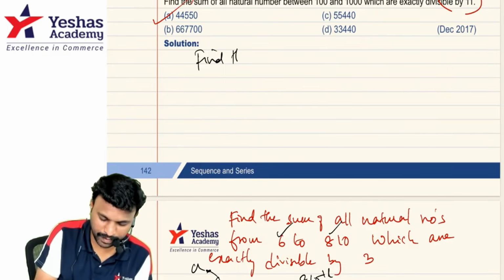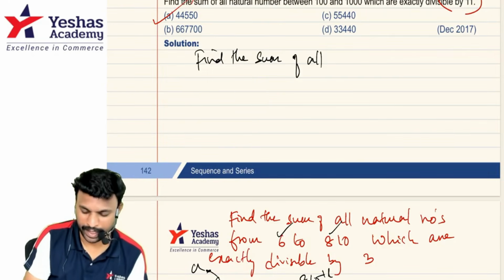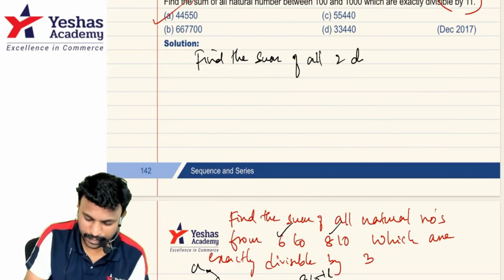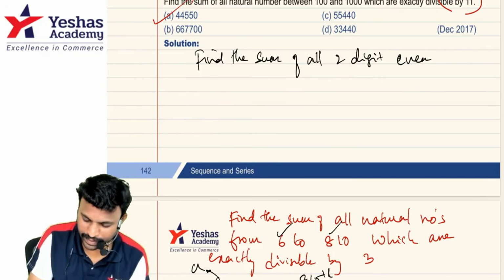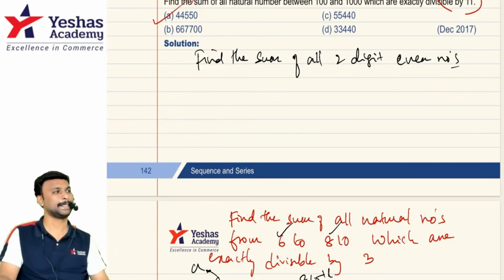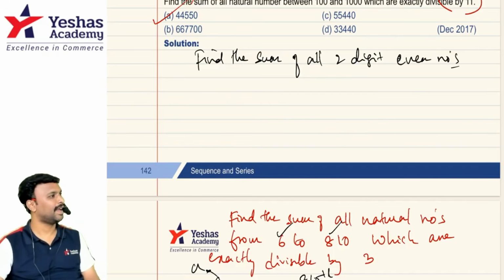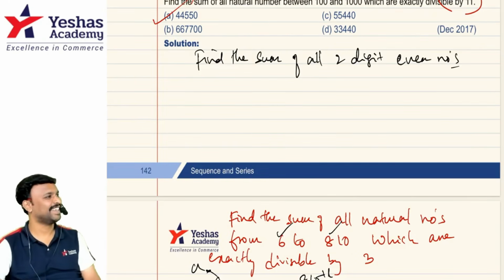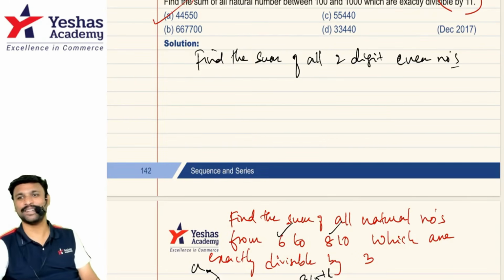Find the sum of all two-digit even numbers. Find the sum of all two-digit even numbers. That's it. Two-digit even numbers. I need not tell you what the last number is.